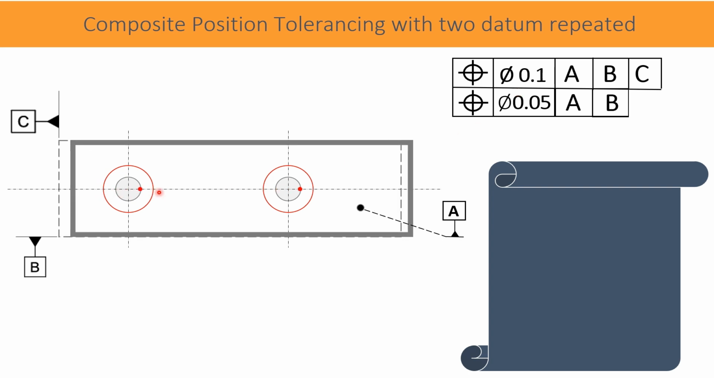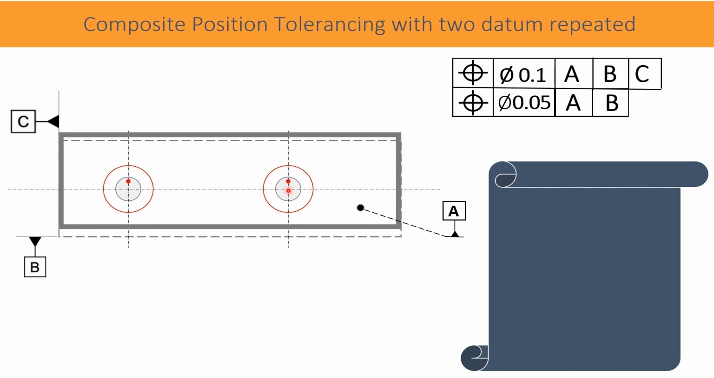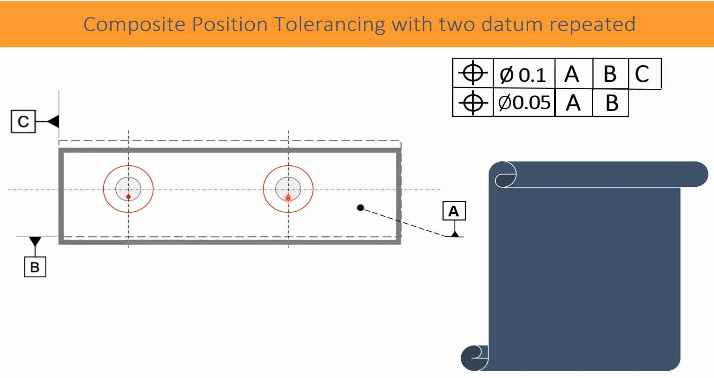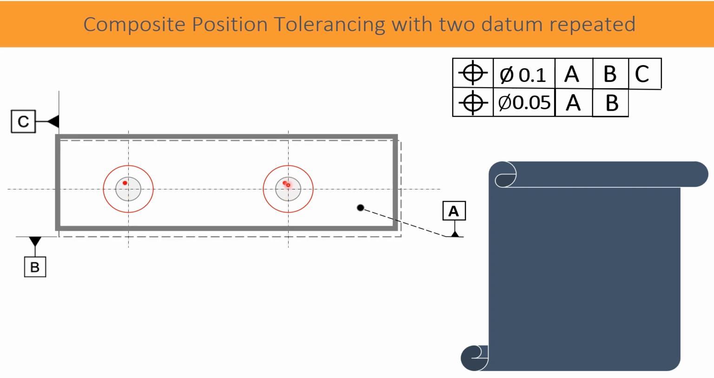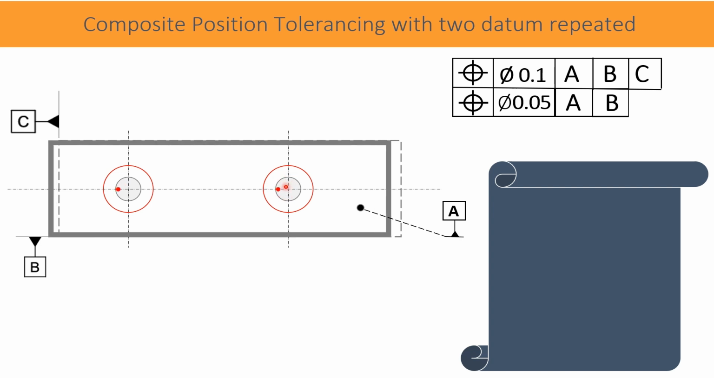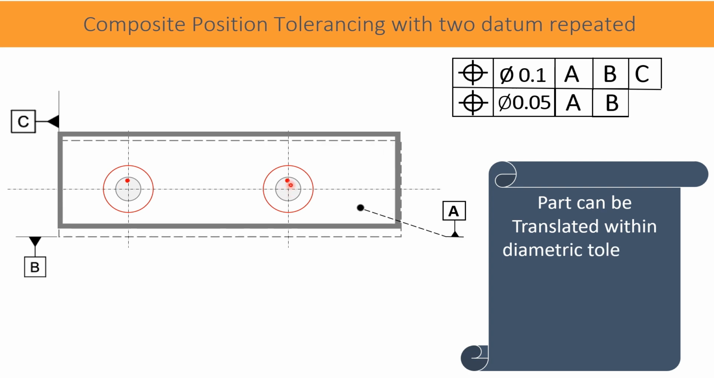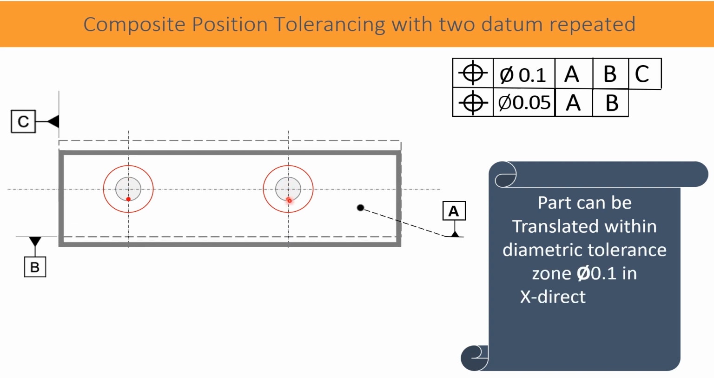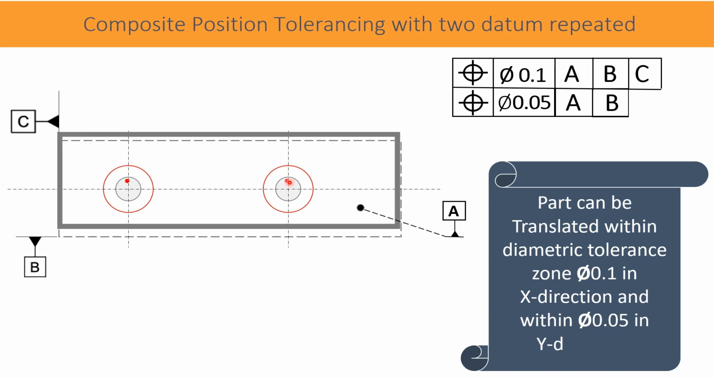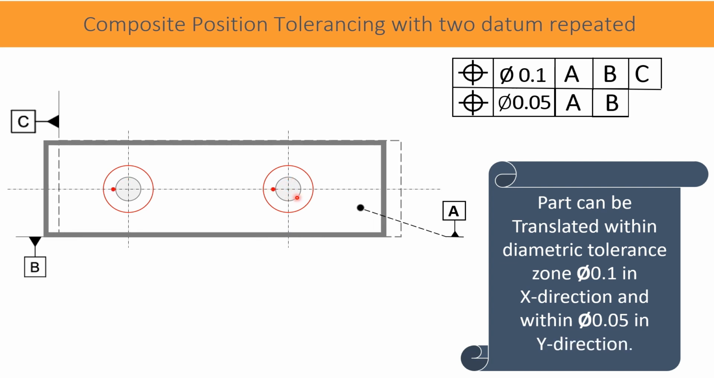And with respect to the lower segment, the part can be translated and rotated within a diametrical tolerance zone of 0.05 relative to their datums A and datum B. The clarification doesn't end here. We know there is a rule stating that the part must satisfy both tolerance zones with respect to their relative datums given in the upper and lower segments.